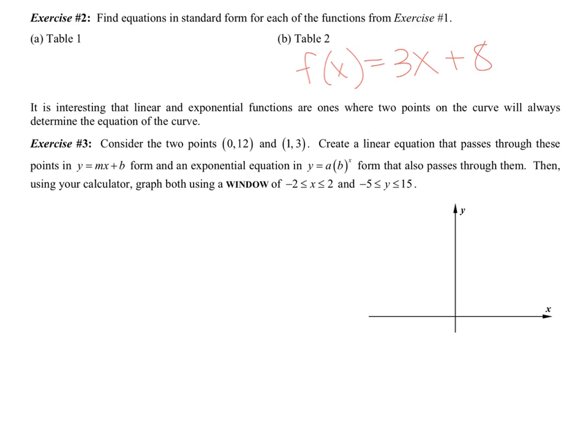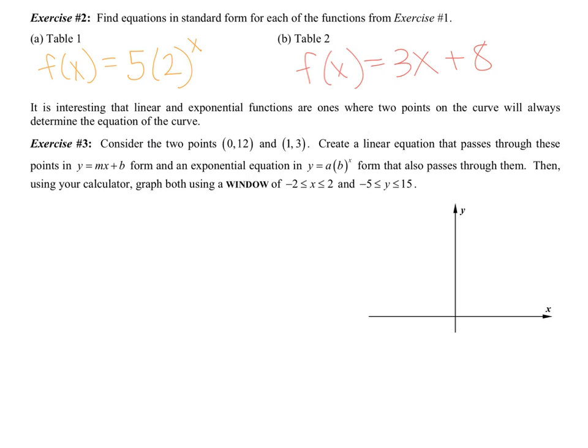Table 1, since that's exponential, it's a little bit different. Our f of x, we have to first think of, okay, what is going to be our y-intercept? So when x is 0, what is y? y is 5. And then it's being multiplied by 2 every time, raised to an exponent.